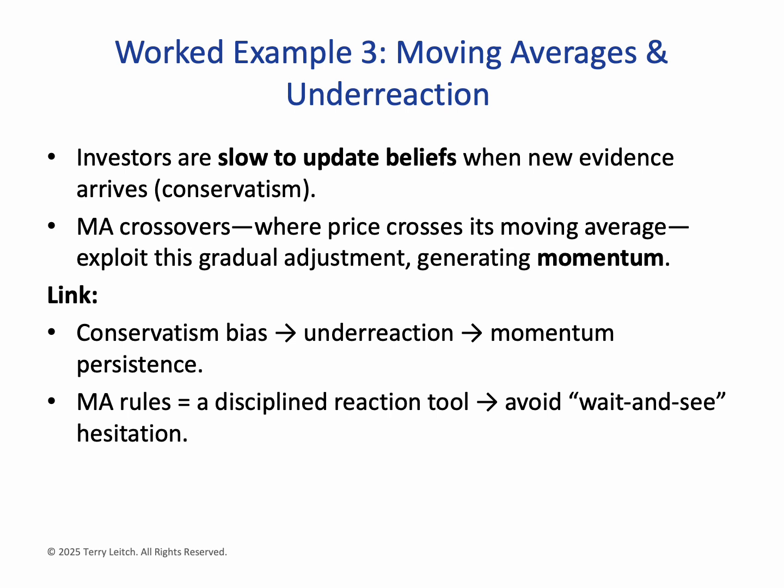Underreaction, investors are slow to update beliefs. Moving average crossovers, where price crosses its moving average, exploit this gradual adjustment, generating momentum. So, conservative bias, underreaction, we end up seeing momentum in the stock. Moving average rules turn it into a disciplined reaction tool, basically avoiding a wait-and-see hesitation.